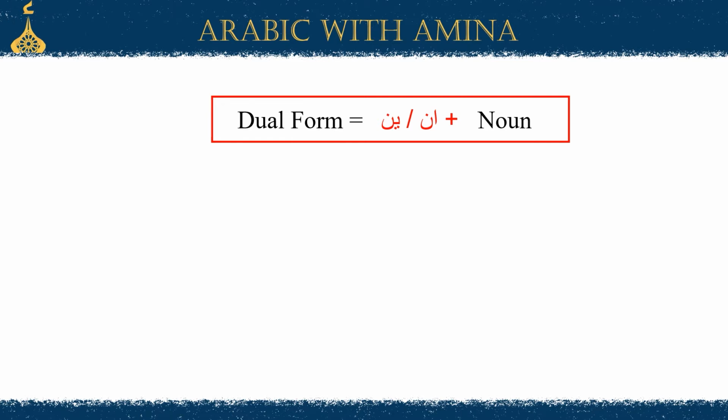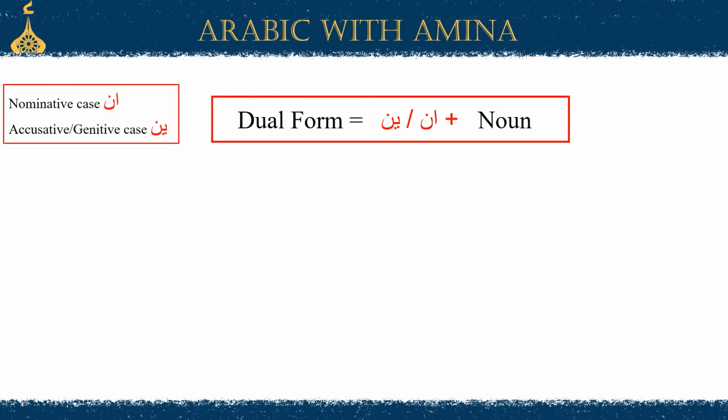There's a little note I'd like to mention, and that is when to use alif noon and when to use ya noon. If the noun is in the nominative case, we will add alif noon to the end. And if the noun is in the accusative or genitive case, we will add ya noon to the end of it. If you don't know what these cases are, these are the Arabic grammar cases, and if you're not familiar with them, you could add either alif noon or ya noon. Your grammar would be a little bit off, but you'd still transform the word into a dual form.